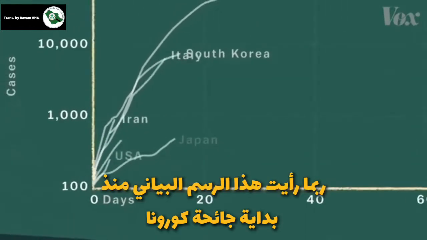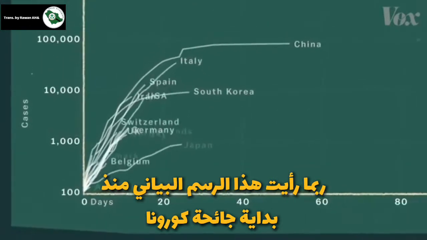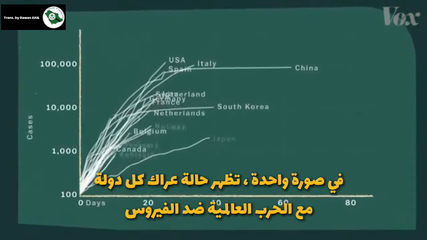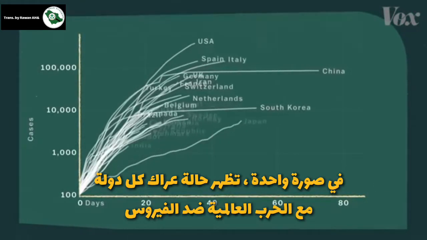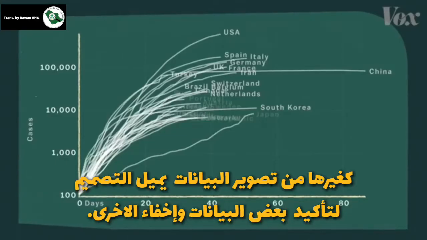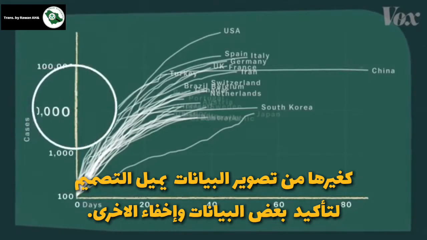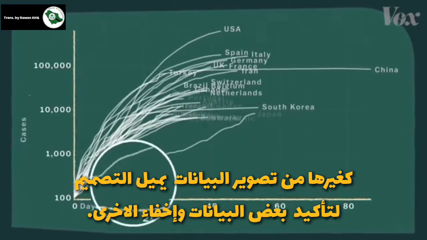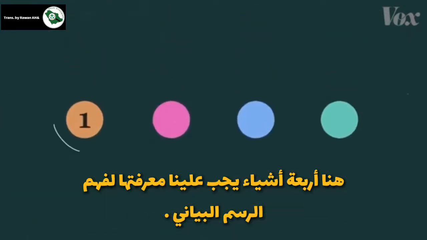You may have seen this chart since the start of the coronavirus pandemic. In one image, it appears to capture the state of each nation's battle in the global war against the virus. But like all data visualizations, its design tends to emphasize some things and hides others. So here are 4 things we need to know to understand this chart.